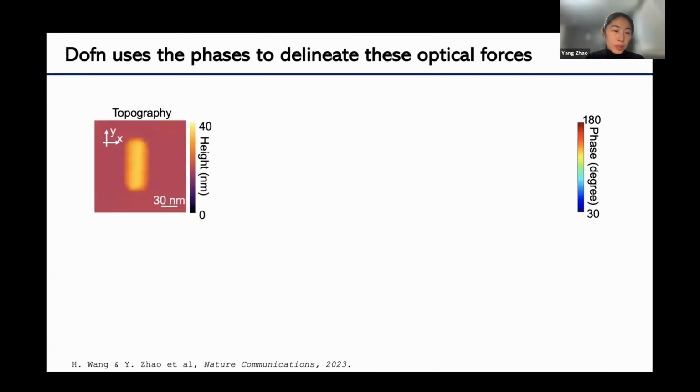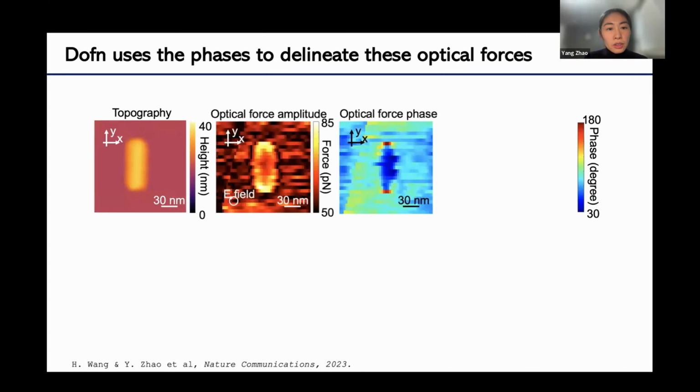So we study a plasmonic particle generously offered by Murphy's group. And these nanoparticles, you can see, are very nice gold nanorods. We first measure the topography using the traditional AFM method. Then we turn on the light and modulate it with the square wave. So we can extract the optical force amplitude and also the phases. This phase contains the contribution from all three types of optical forces: the optical gradient force, photothermal force, and photoacoustic force.